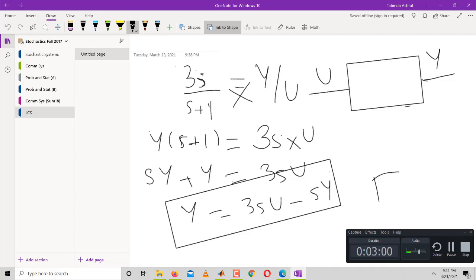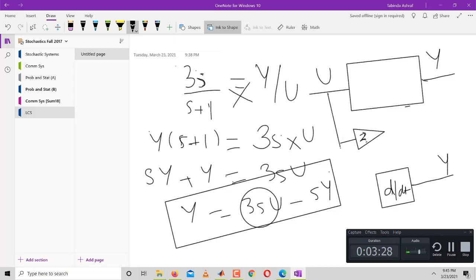So I can take a derivative block, d by dt, it is available in the Simulink library, and pass my output y through this block. The second term that I need is 3s into u, which means the input u has to be multiplied with a factor of 3, which means a gain of 3, and then multiplied with s, which means another derivative block, d by dt.